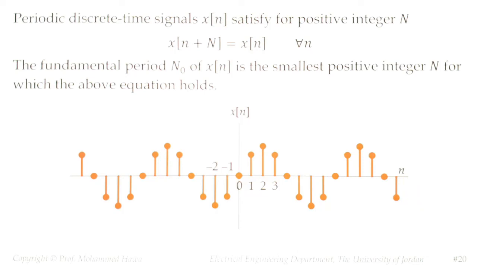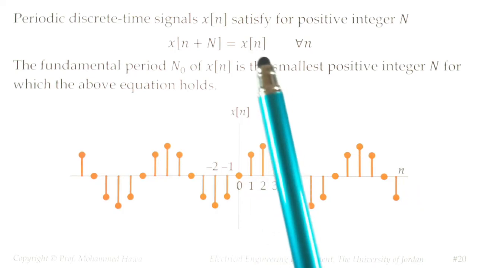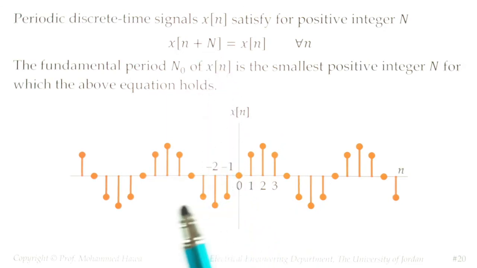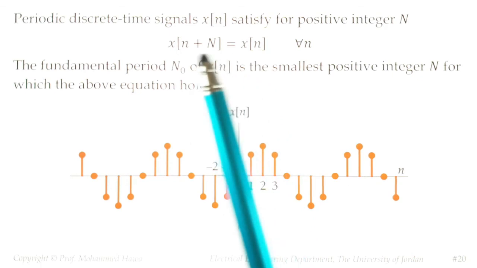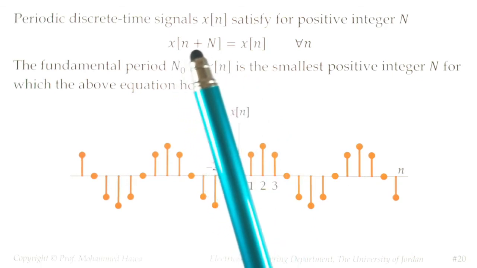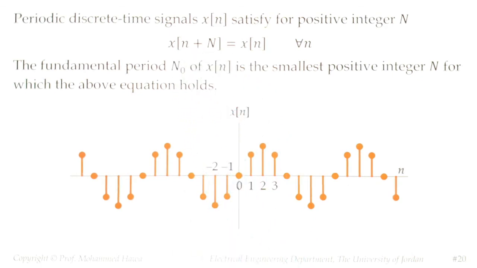I'll leave this as homework for you. Give me what is N for this periodic discrete time signal. Put x of 0 here, and then tell me what is the next x of n plus N that is equal exactly to x of 0. And this way you can figure out capital N, the fundamental period.